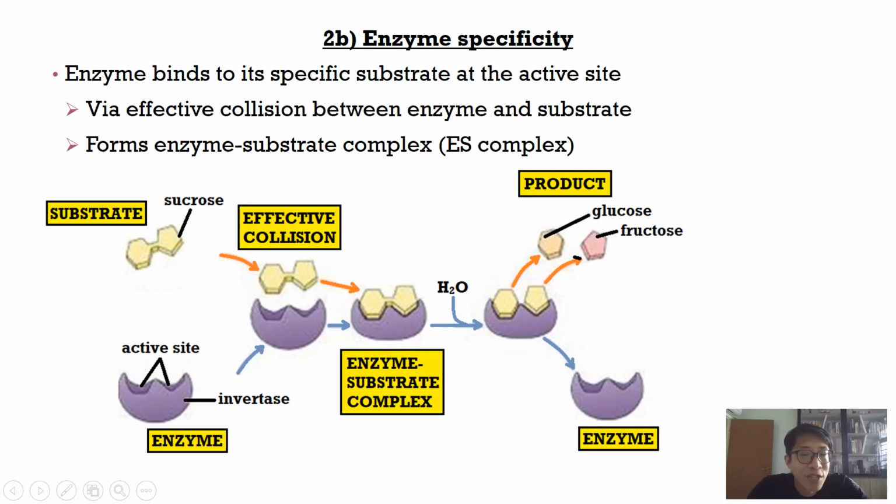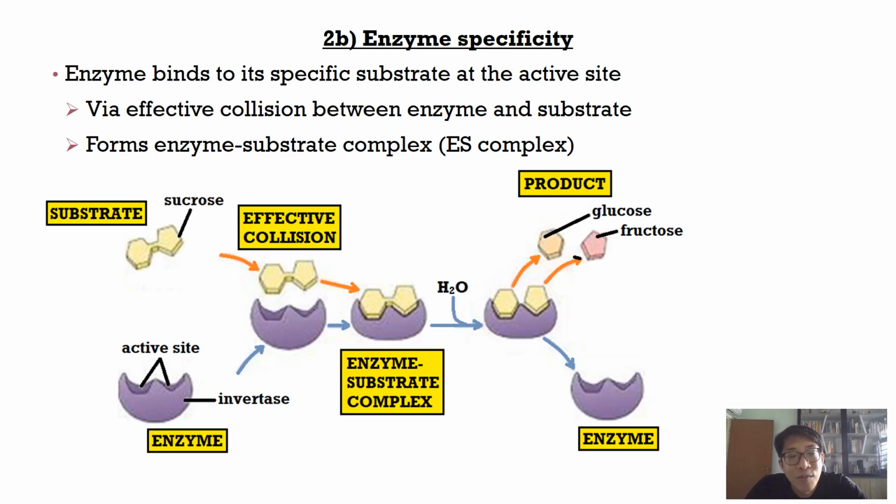All right, so that was the active site, which is specific and complementary in shape and charge to the substrate. The specific substrate would bind to the specific enzyme at the active site, and this binding is described as an effective collision. When the substrate molecule and the enzyme molecule bind, it is really a collision between the two molecules. But they must collide in such a way and orientation that the substrate molecule is able to enter the active site. That's why it is described as an effective collision.